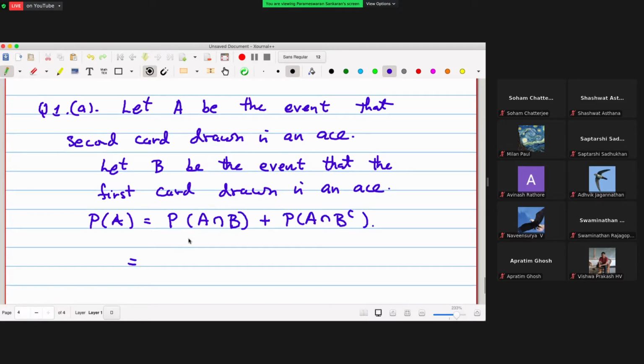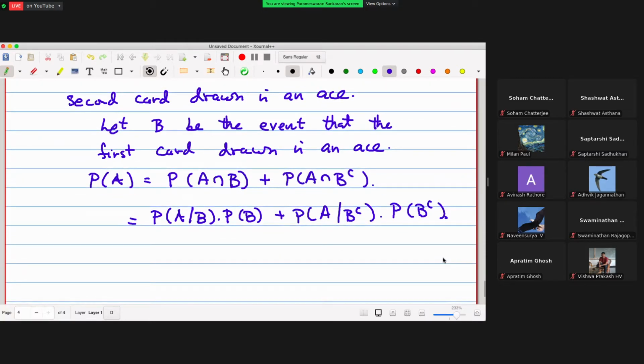But this one, you can express in terms of conditional probability. Probability of A intersection B is probability of A given B times probability of B, plus probability of A given B complement times probability of B complement. And now you do this.